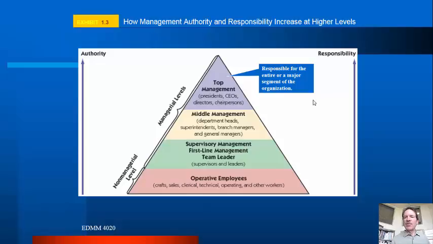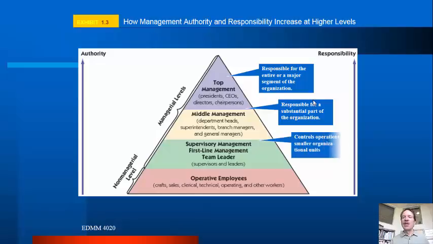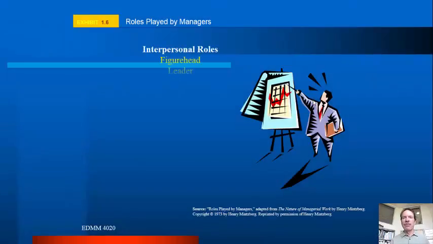So at the top, you're responsible for a major segment of the organization. In the middle, a lot of it is translation of operations results into upper level reports. And the supervisory level controls smaller organizational units.